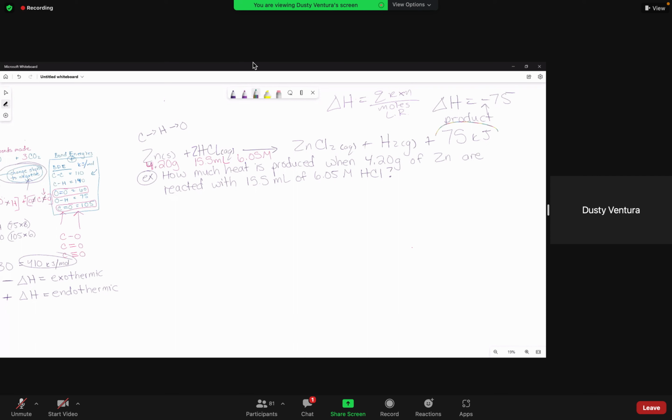So we want to know how much heat we can make, and just like we learned how to find the theoretical yield of a reaction, we're going to turn our two starting materials into a product, and that product is going to be heat. So we're going to start with zinc. And we have 4.20 grams of zinc. I'm going to turn it into moles so I can turn it into moles of my heat.